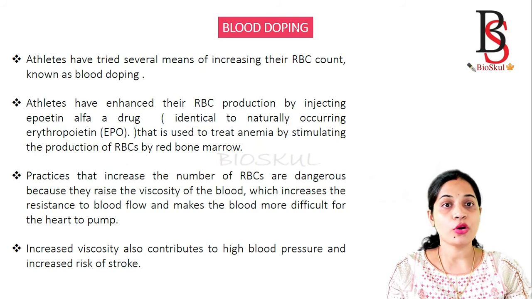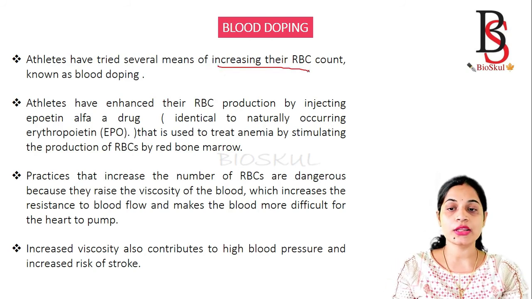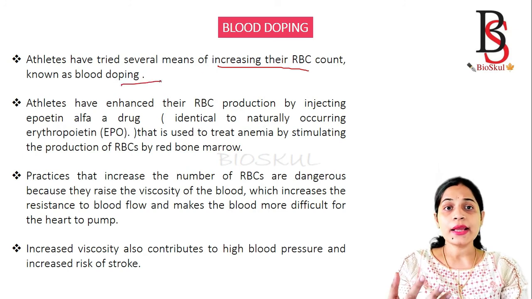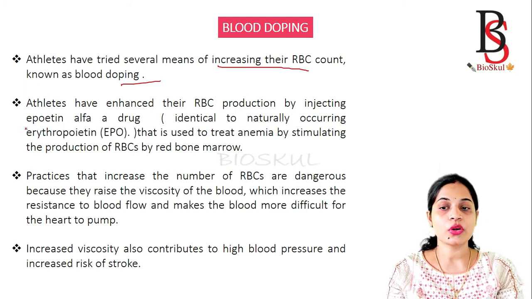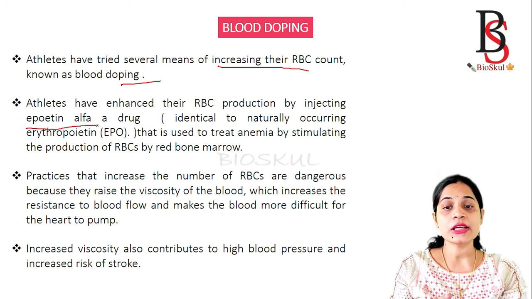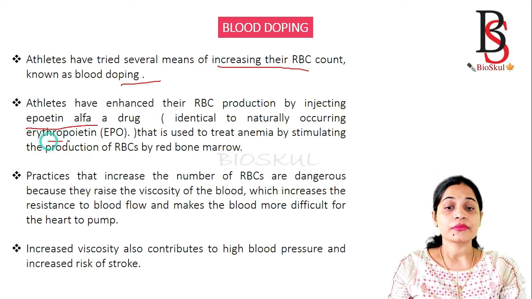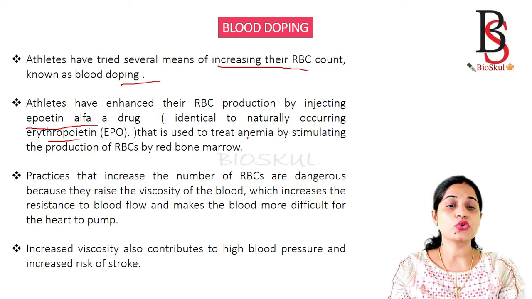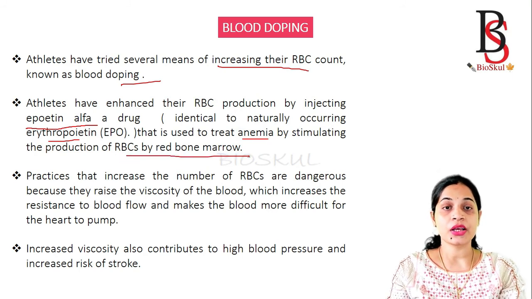Then the next one is blood doping. Everyone is aware of this term. Mostly athletes have tried several means of increasing their RBC count, which is known as blood doping. Athletes enhance RBC production by injecting a drug known as epoetin alpha, which is identical to the naturally occurring erythropoietin. This drug is used to treat anemia by stimulating the production of RBC in the red bone marrow.